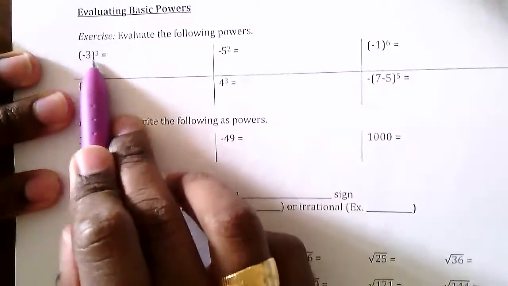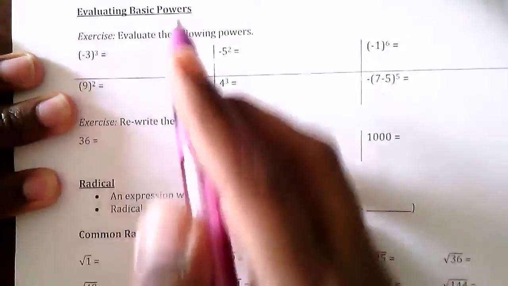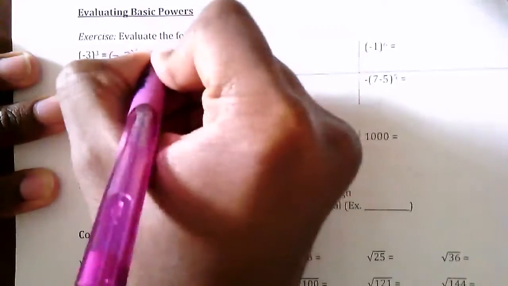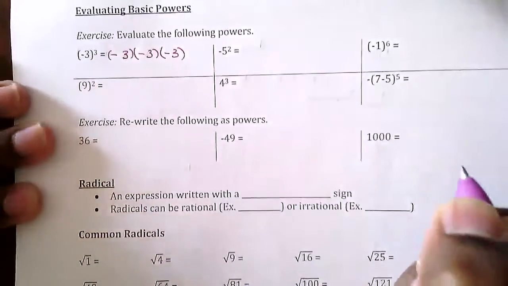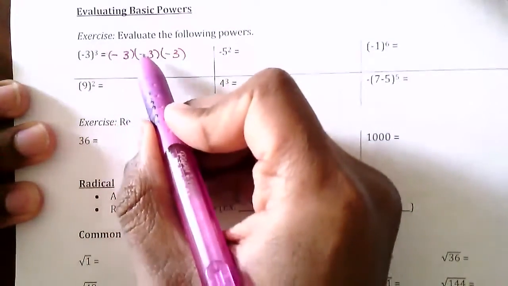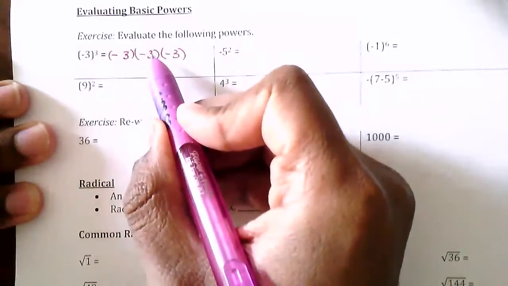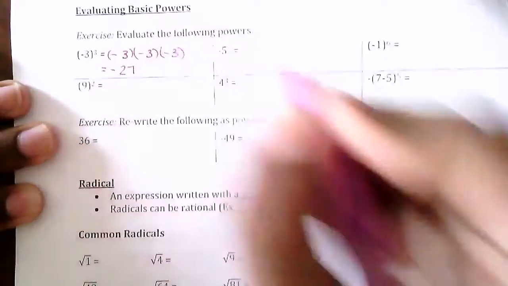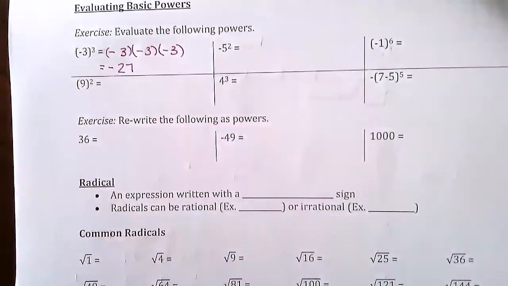So let's say we have to write it out. The base here is -3, it's in brackets, and the exponent is 3, which means I'm going to write -3 out 3 times. Now I just do the math. -3 times -3 is +9. +9 times -3 is -27. So be careful of the signs.